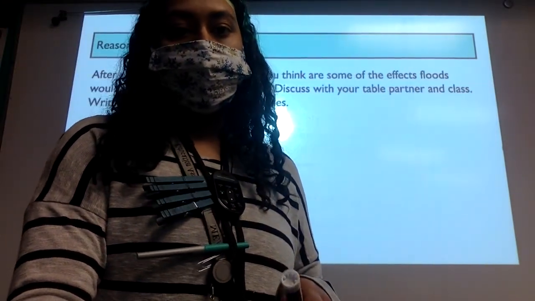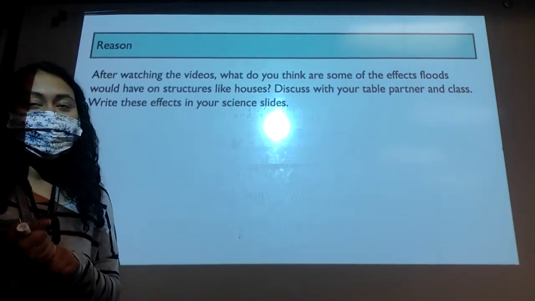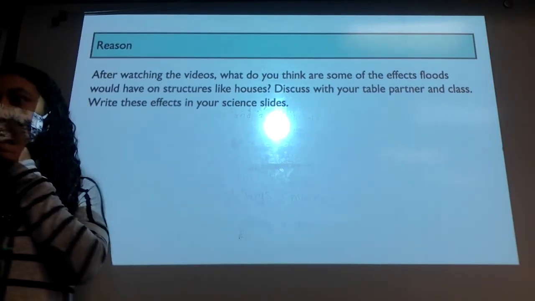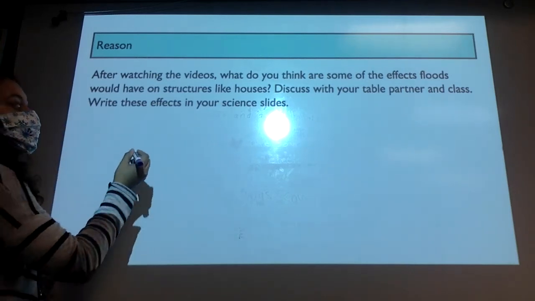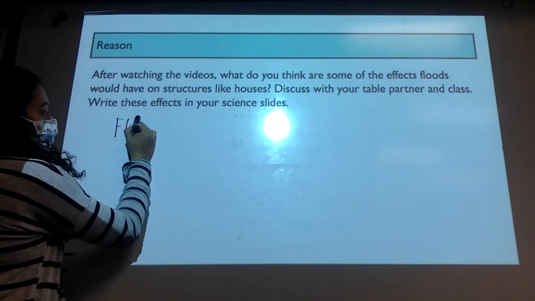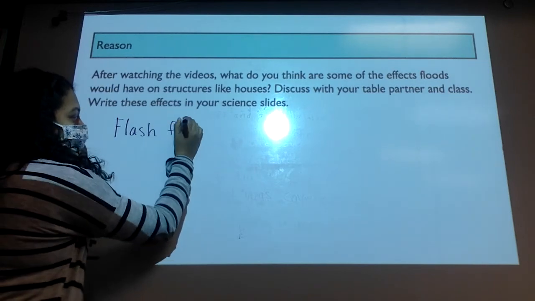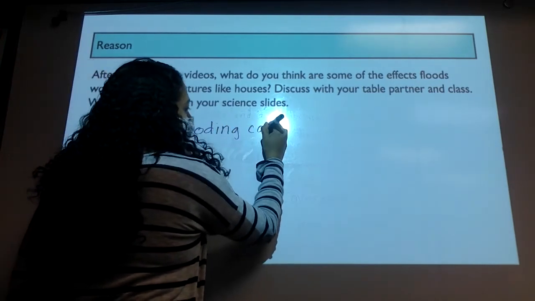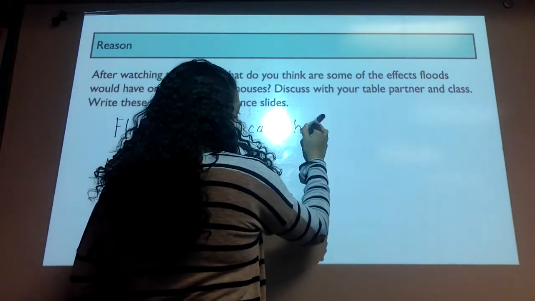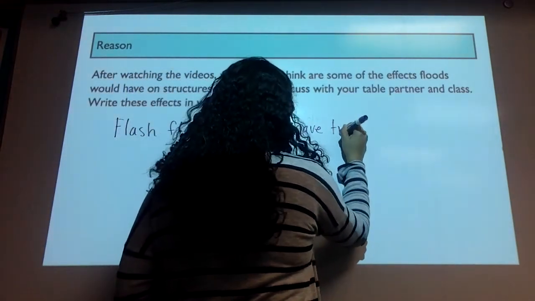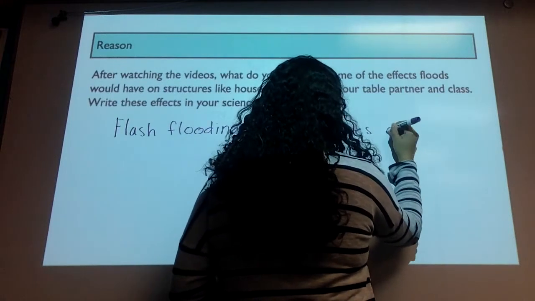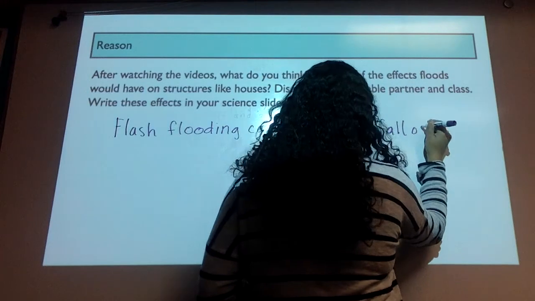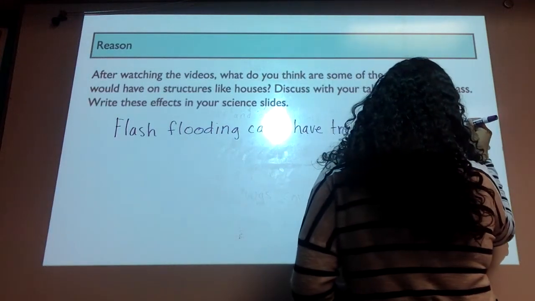So let's discuss as a class. How does flash flooding affect houses? Dylan? Trees falling. Okay, so flash flooding can have trees fall on houses. What else?